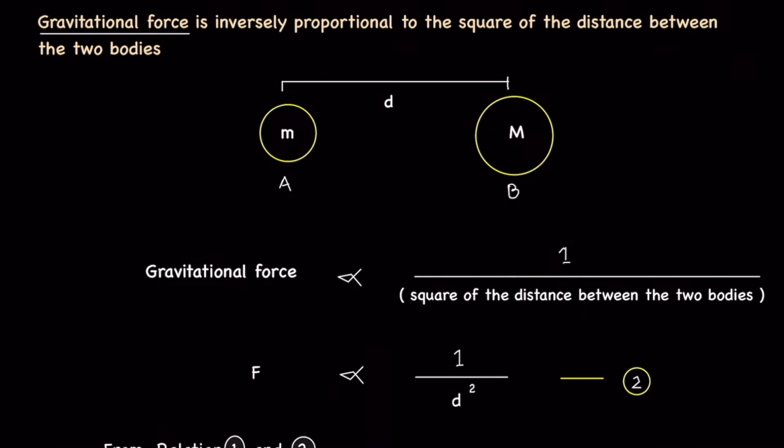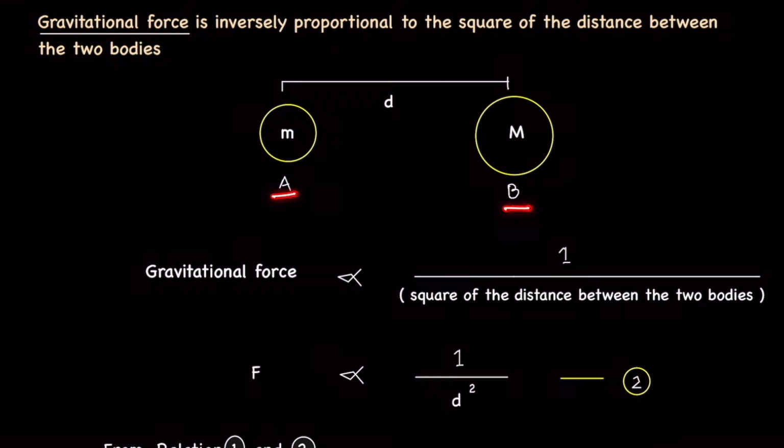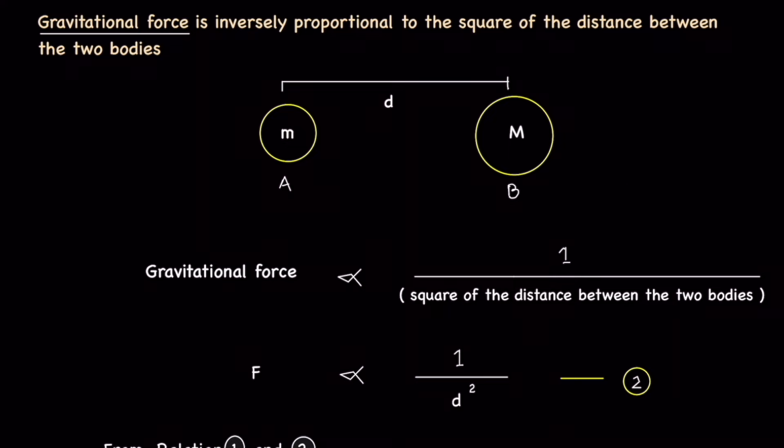Similarly, gravitational force is inversely proportional to the square of the distance between the two bodies. If we have two bodies A and B and the distance between them is small d, gravitational force is inversely proportional to the square of the distance between the two bodies. Inversely proportional we always write with a reciprocal, like 1 by A. So this represents inversely proportional. Here force is inversely proportional to distance square. This is our relation number 2.